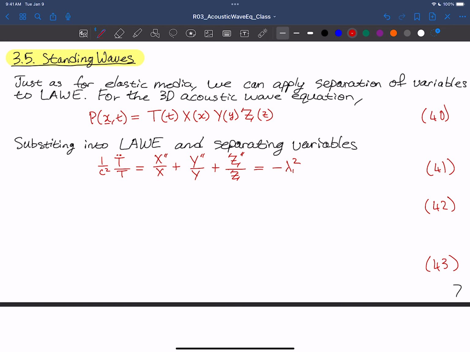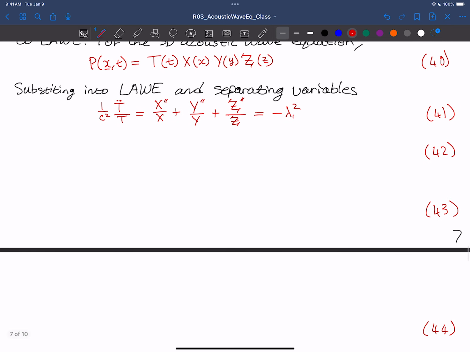And then from there, we're going to get the following equations. In fact, instead of using lambda 1, let's just go ahead and use omega here. So we're going to get minus omega squared, and we'll save ourselves some time. We will then write T double dot plus C squared omega squared big T is equal to 0.